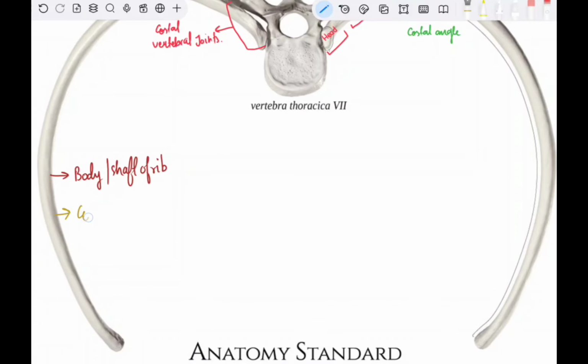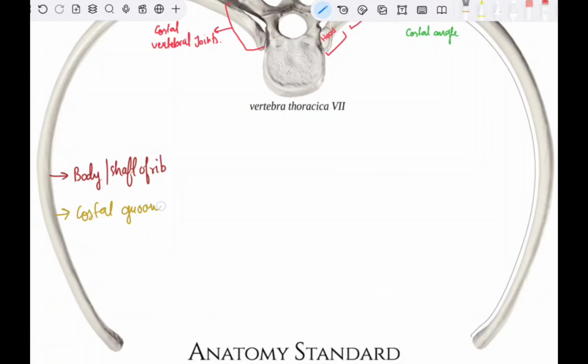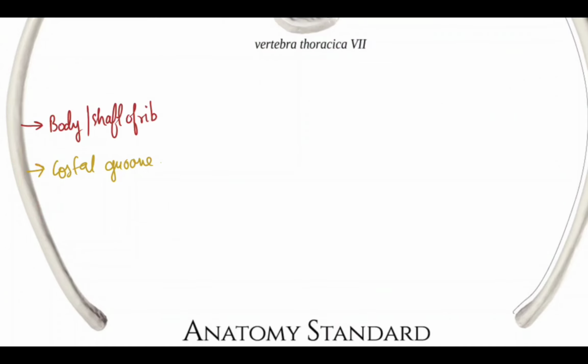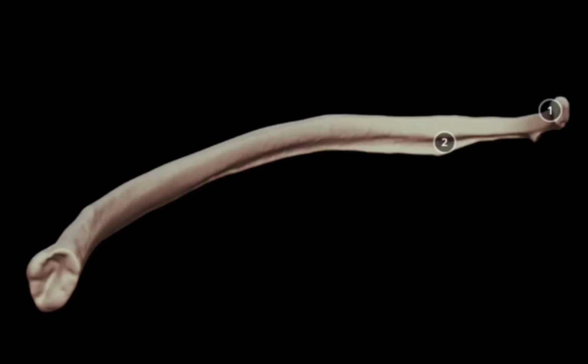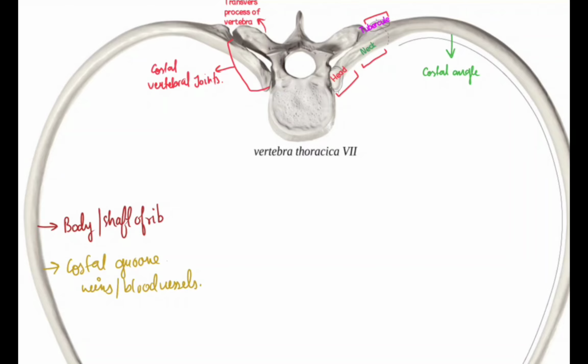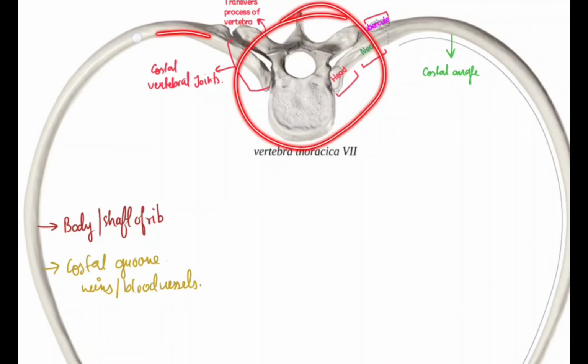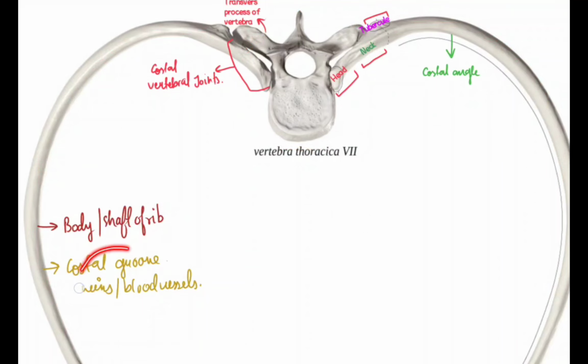Next up we have the costal groove. There is a groove on the shaft of the rib where the veins and the blood vessels travel through. Let me show you in a better view. So let's just have a better view of the costal groove. This section over here, as you can see, this outcome from the rib, this is the groove. This is the place through which the blood vessels, the veins, the nerves travel through. Now this was all about the joints with the vertebra and the ribs, and we also saw the body and the costal groove of the ribs.